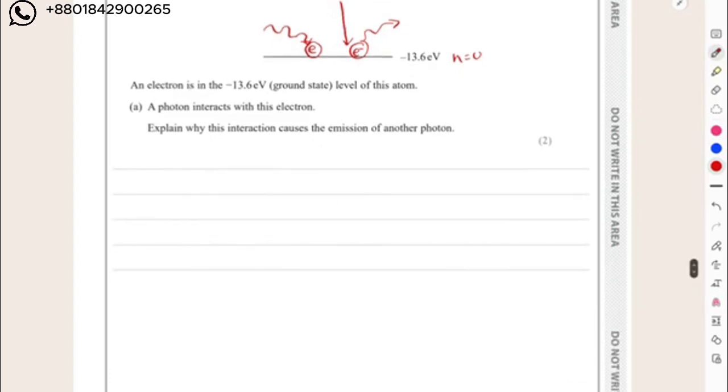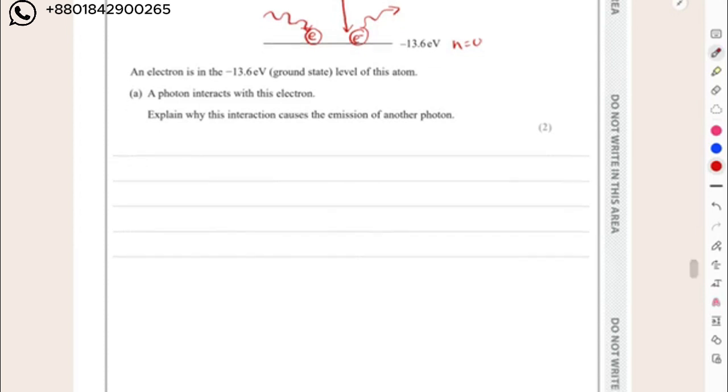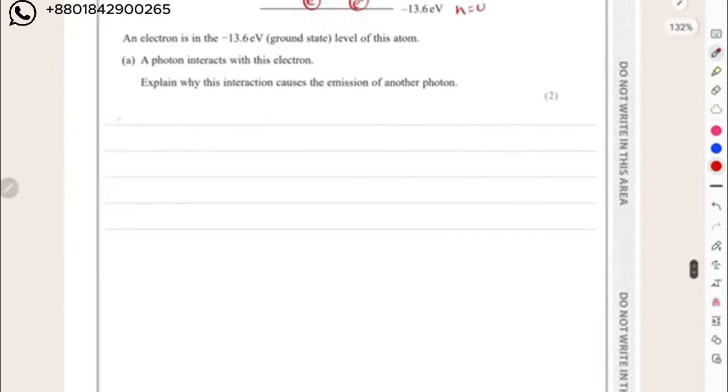So the answer over here should be that after receiving a photon, or a discrete packet of energy, electrons move to a higher energy level, and they then drop back to their ground state, releasing another photon. So we'll write that after receiving a photon, electrons move up to a high energy level.